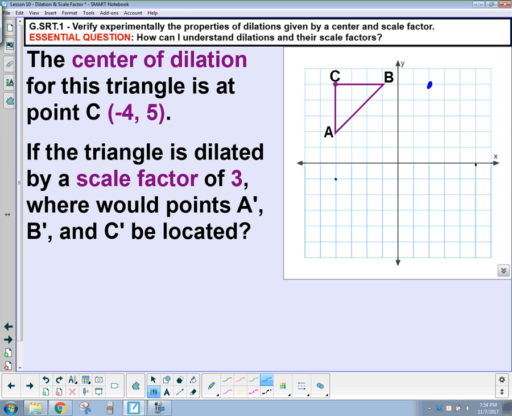Really, when it comes to these things, I would just try to make sure we stick with those rules. Scale factor 3 should get bigger. If it's less than 1, should get smaller. My end result is bigger, so that means I'm on the right track.